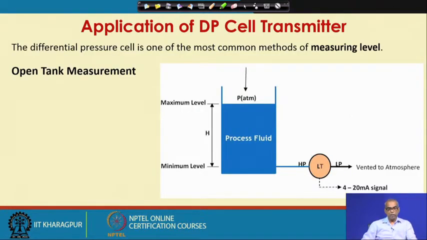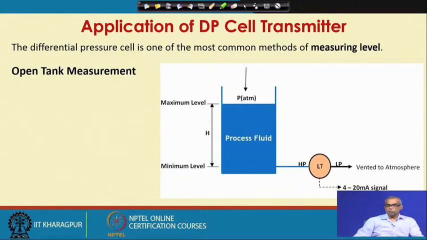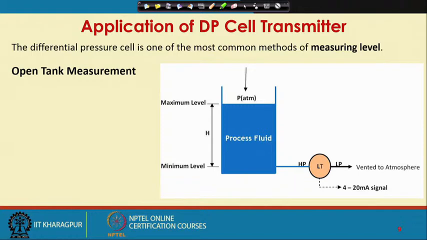The differential pressure cell is one of the most common methods for measuring level. Let us now look at a few applications of the DP cell transmitter. We will talk about pressure level measurement in detail later. For the time being, let us take a look at how a DP cell can be used to measure liquid levels. You may be interested in measuring level in an open tank or in a closed tank.